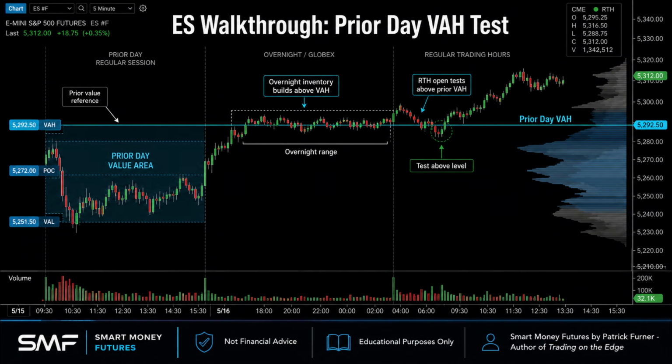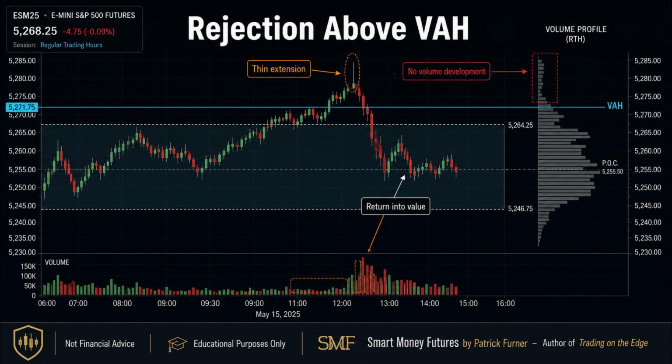Now compare that to what happens later in the same session. Price breaks above the session high. One candle extends higher. The profile above the level is thin. Price returns back below within 3 rotations. Question 2 fails. The auction is not accepting price at the new high. The profile is a single spike. There is no volume development. Confirmation was absent. The trade is not placed.